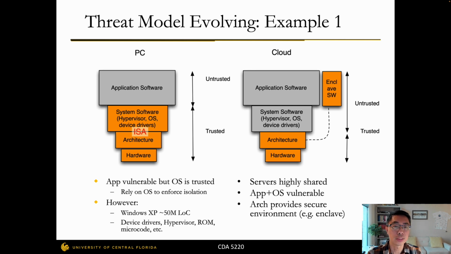We can trust just the architecture, and this is based on the assumption that the adversary will be able to compromise the system software but not the architecture. Okay, so you can see that the trust base has shrunk to include just the hardware, the architecture, and a small portion of the application called the enclave, but it no longer assumes the system software to be trusted.